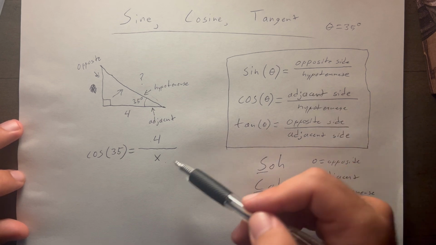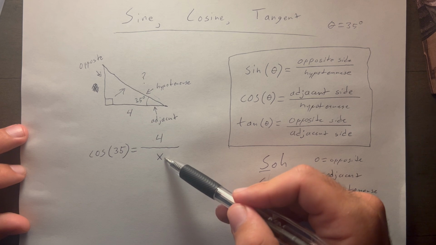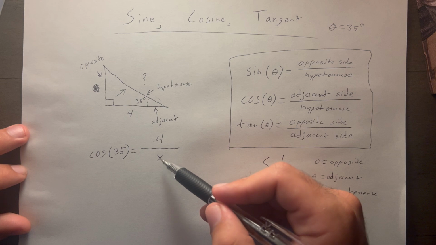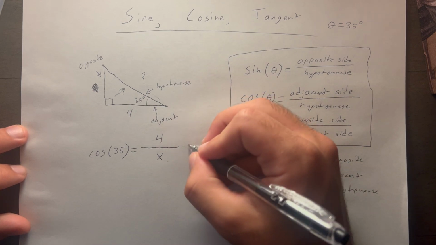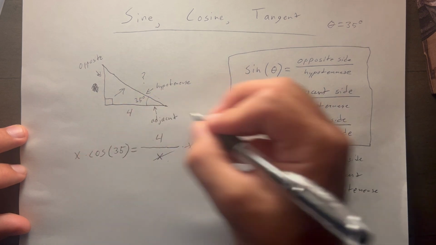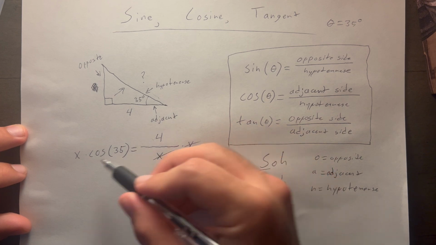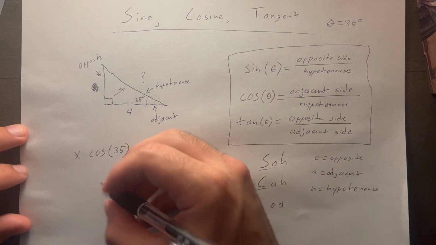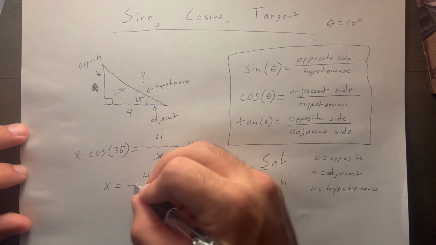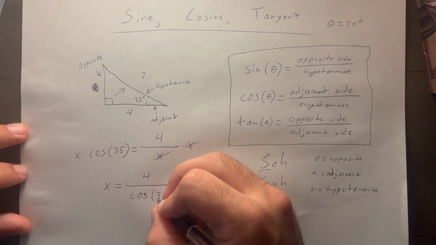So now we'll just use some algebra to figure this out. The unknown is on the bottom here, so what we need to do is get this on the other side. We'll multiply both sides by x. These will cancel, and now we've got this. We'll divide this cosine over to the other side because this is currently being multiplied. And we end up with x equals 4 divided by cosine of 35.